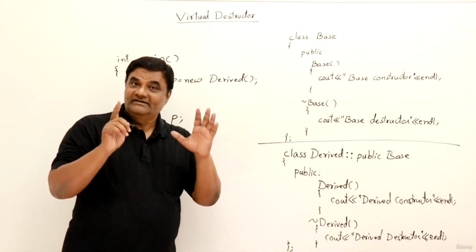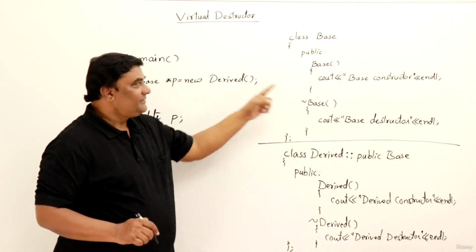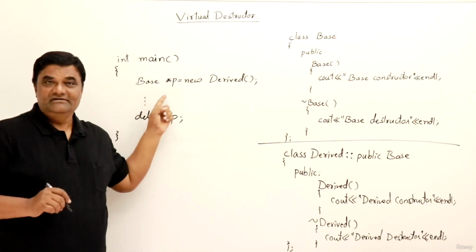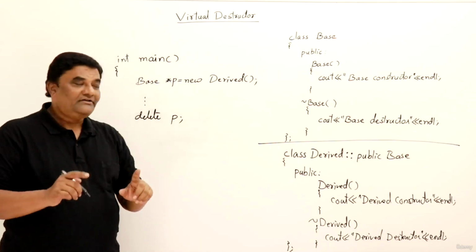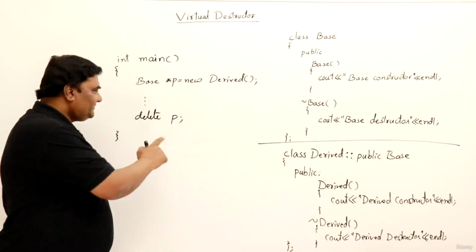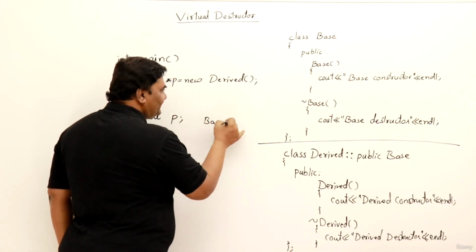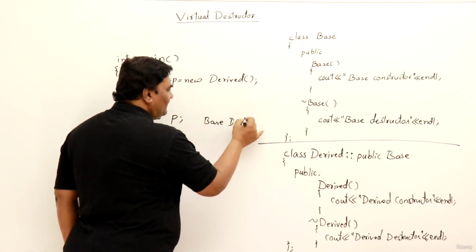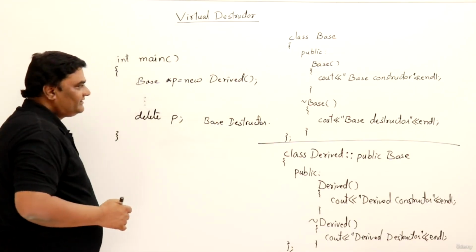The C++ compiler thinks that this is an object of this class because you are using pointer P. It will not see what object is attached. So it will call the destructor function of the base class. So only one thing will be displayed after this line, that is base destructor. So only this message we will get.